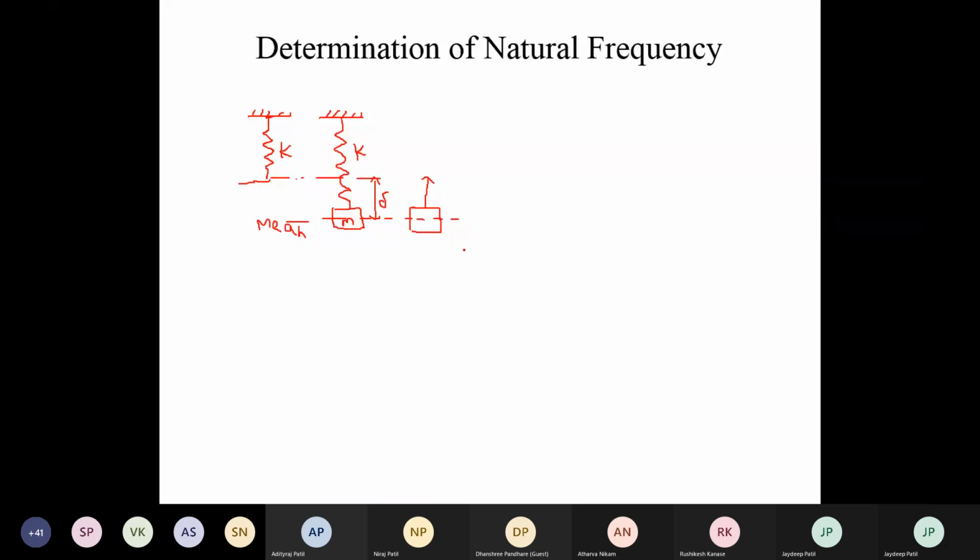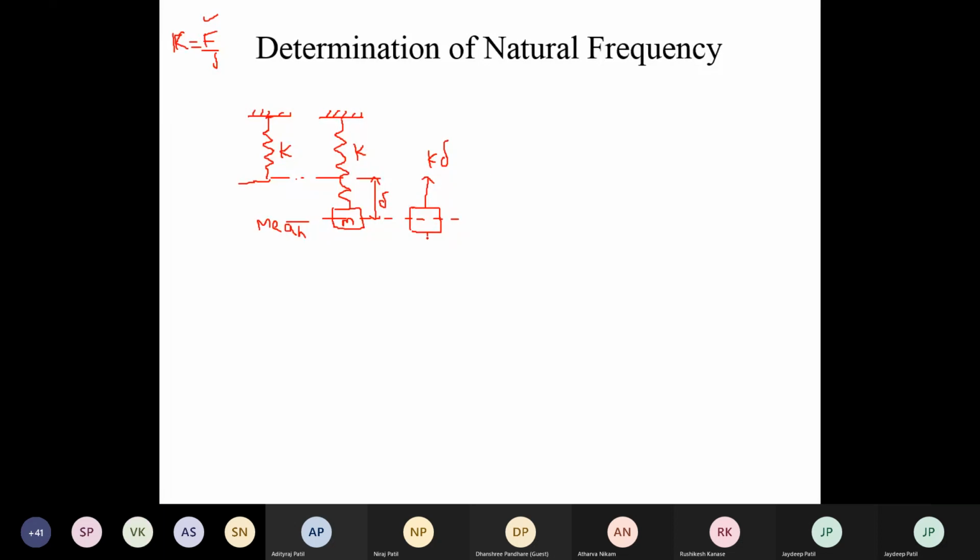Now, what is the magnitude of spring force? Anyone? How do we find the spring force? F is equal to Kx. Sorry, K. Stiffness is equal to force per unit deflection, force upon deflection. In that case, deflection is your delta. So force is equal to K delta. Am I right? Spring force is your K delta acting in the upward direction.